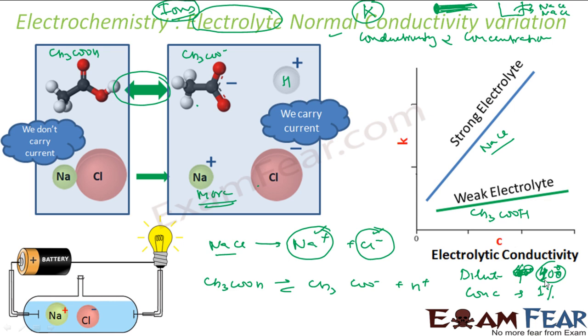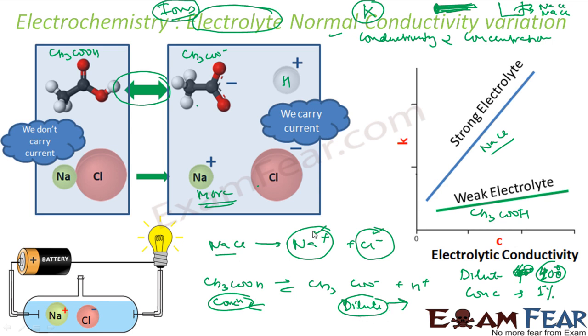The max is 100%, let's suppose. But if you make it very concentrated, the solution will shift to the left. If you make a very dilute solution, the reaction will move to the right. So if you make a concentrated solution, the reaction moves to the left. Dilute solution, the reaction moves to the right.